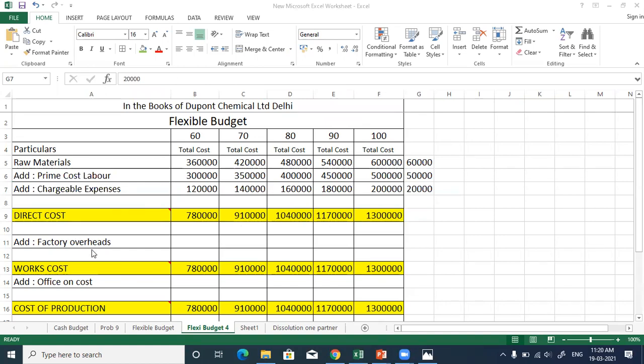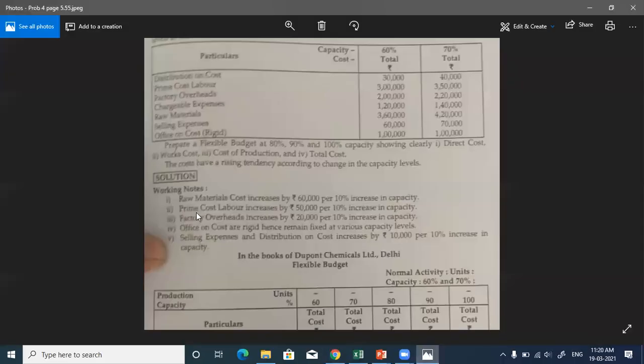Now we'll focus on factory overheads. What is factory overheads here? Factory overheads increase by 20% per 10% increase.